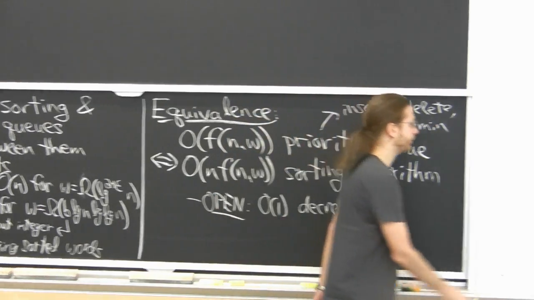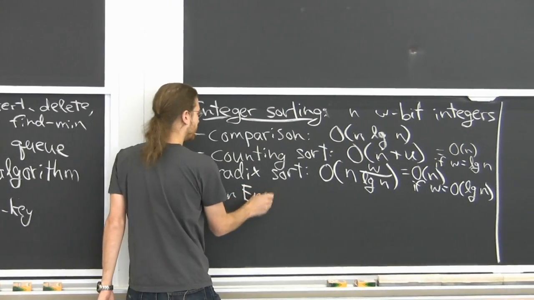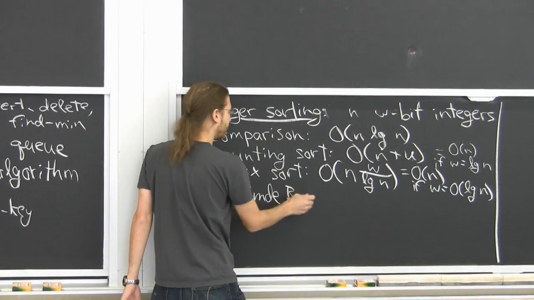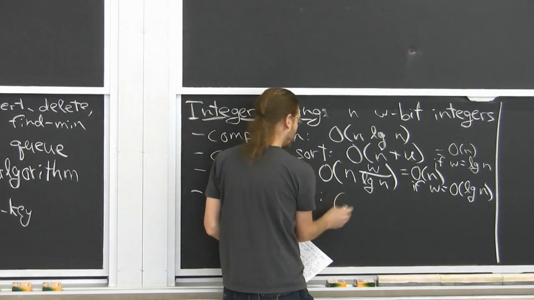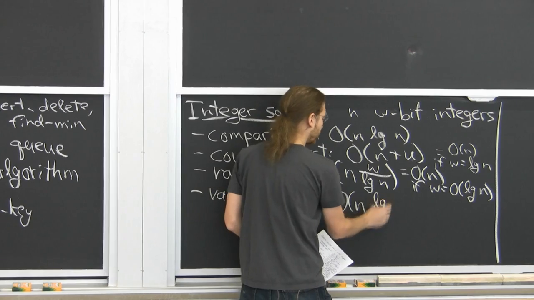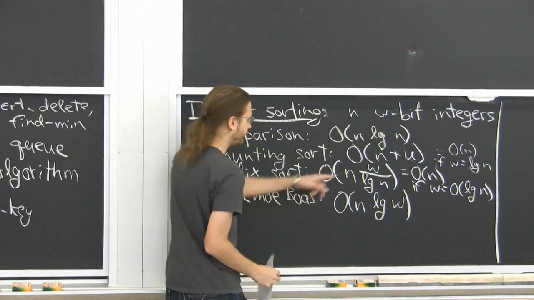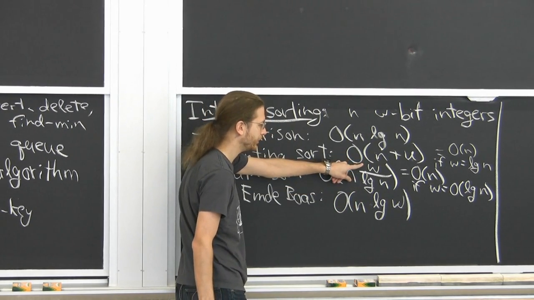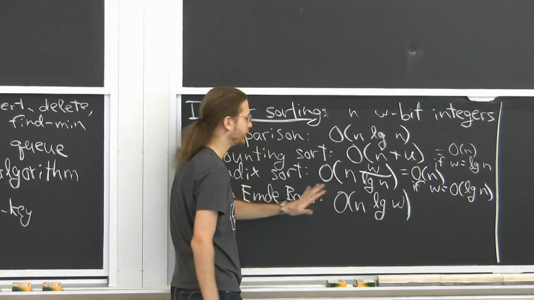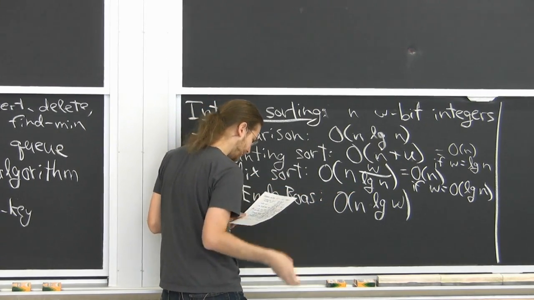So we can take van Emde Boas predecessor data structure and convert it into a sorting algorithm, and we get order n times log w. Now, this is a little bit tricky to compare. Of course, log w sounds better than w, but there's this divided by log n, which makes it a little hard to compare.